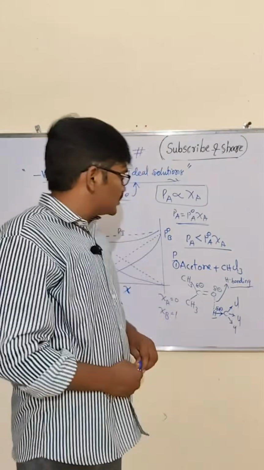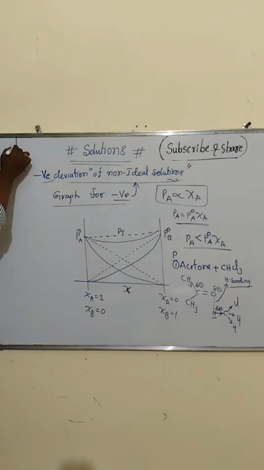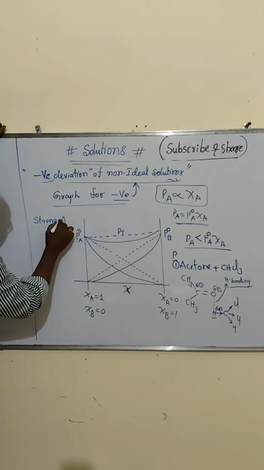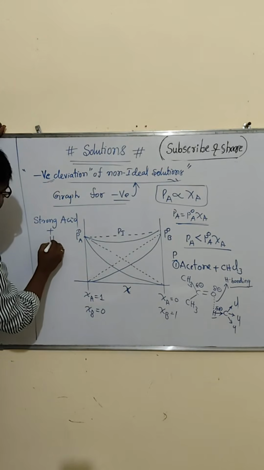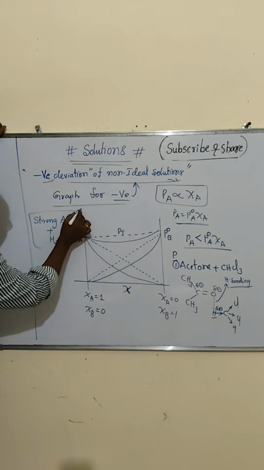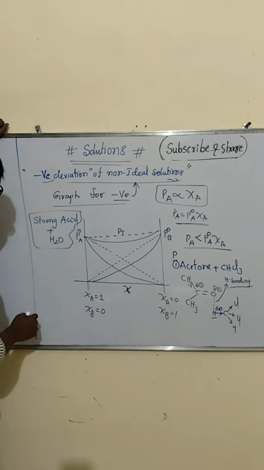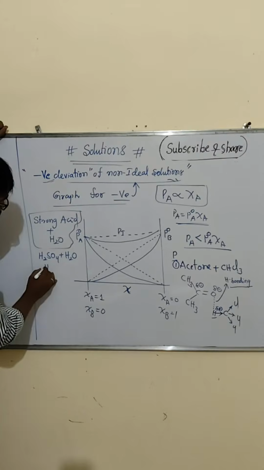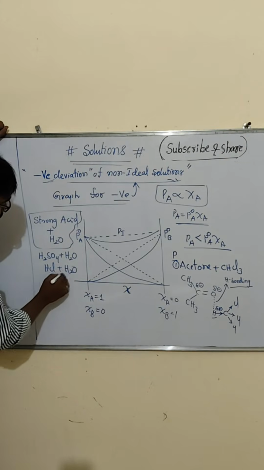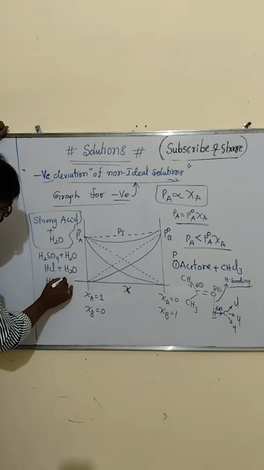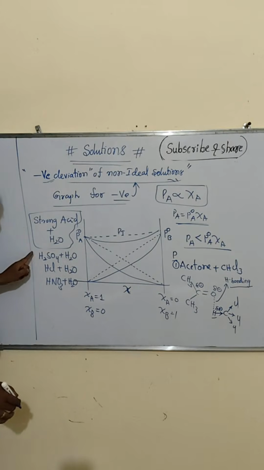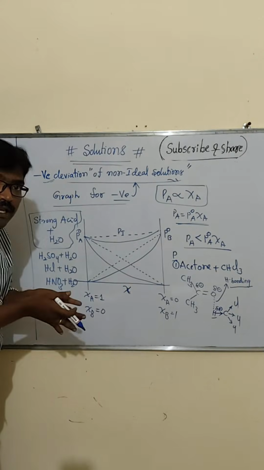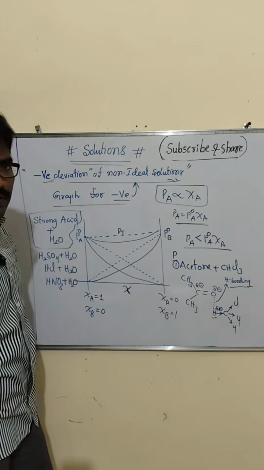Clear, my dear students? Generally, in which type of solutions? A strong acid plus water can form negative deviation of non-ideal solutions. Remember, for example, H2SO4 plus H2O, HCl plus H2O, HNO3 plus H2O. All these are strong acids. When strong acids are mixed with water, strong attractions exist, and when strong attractions exist, negative deviation is formed.